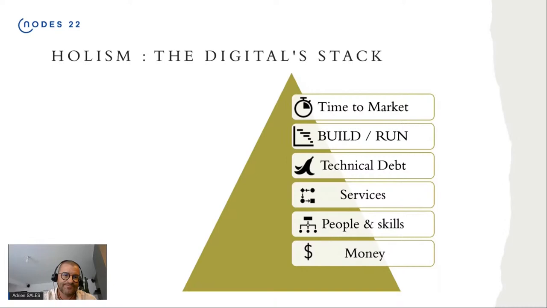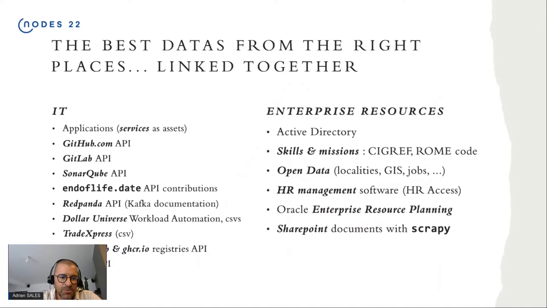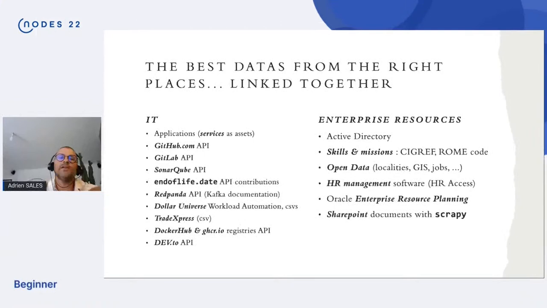So this is holism. And holism relies, in IT management, on a lot of data. We are data-centric, we are data-driven. So here is where we get all our data, I will show you in the next slide. First, our assets are applications. Applications are web services, mobile apps, software as a service. Everything we rely on to manage our activities.